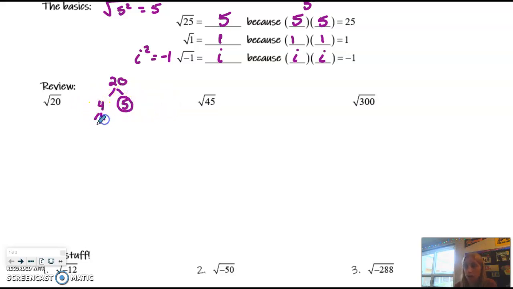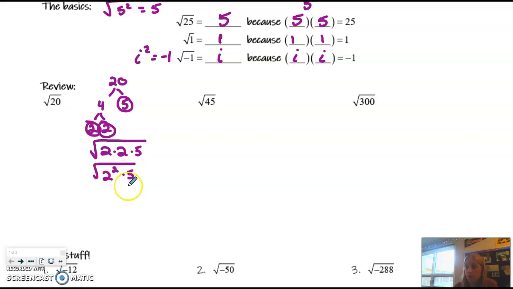But 4 can keep going. 4 is the same as 2 times 2. Okay? And then we could say, all right, well then the square root of 20 is the same as the square root of 2 times 2 times 5. And 2 times 2 is the same as saying square root of 2 squared times 5.